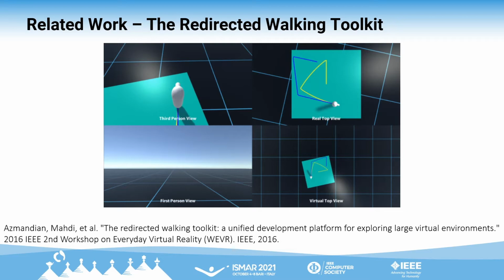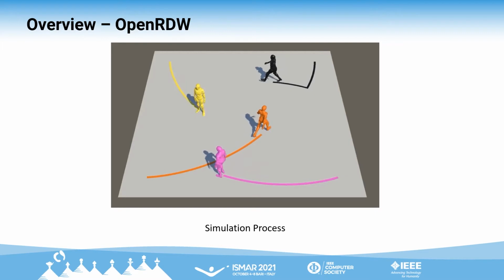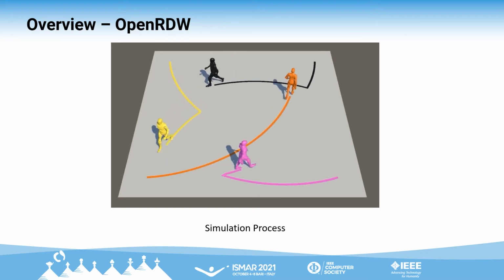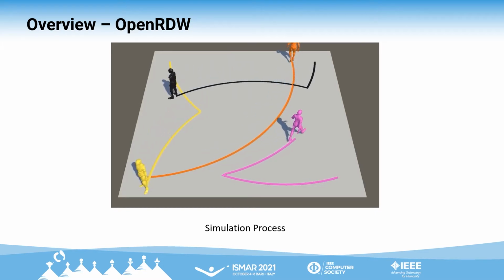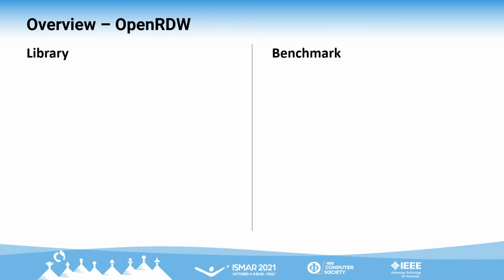But till now, there are still very few released open-source RDW platforms, and more new features can be supplemented to handle complex application scenarios. In this work, we present OpenRDW, an open-source library and benchmark for developing, deploying, and evaluating RDW methods. OpenRDW contains two parts, library and benchmark.